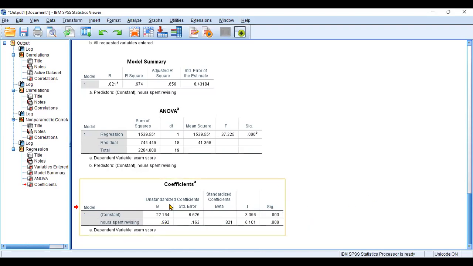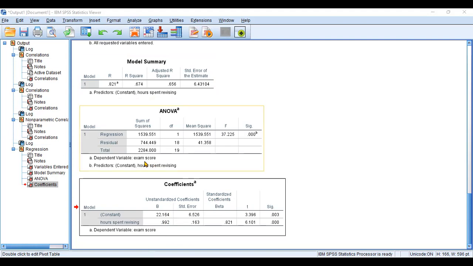So the next thing is our coefficient for the time spent studying. The value here is 0.992. We have two types of values when we come here. We have unstandardized coefficients and standardized coefficients. So with the unstandardized coefficient, we are trying to check the change of one unit in our independent variable and how our dependent variable will change. Now, what happens here is that we maintain our unit of scale.